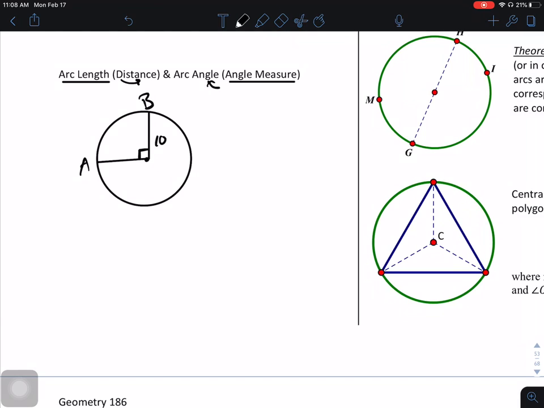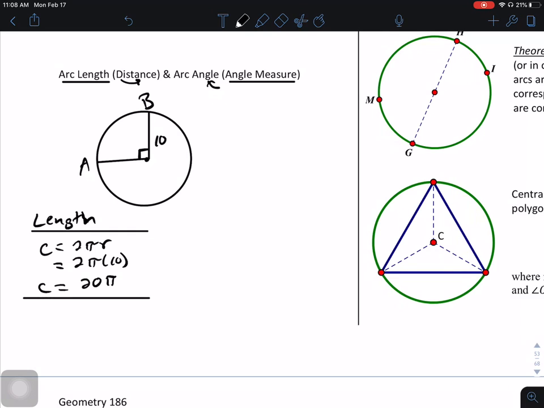Arc length is part of the circumference. Circumference is the length all the way around. So if we wanted to find the entire circumference, it's 2 times pi times r, and we're saying the radius is 10. That would make this 20 pi. The length all the way around the circle, from here to here, and then here to here, and so on, is 20 pi.